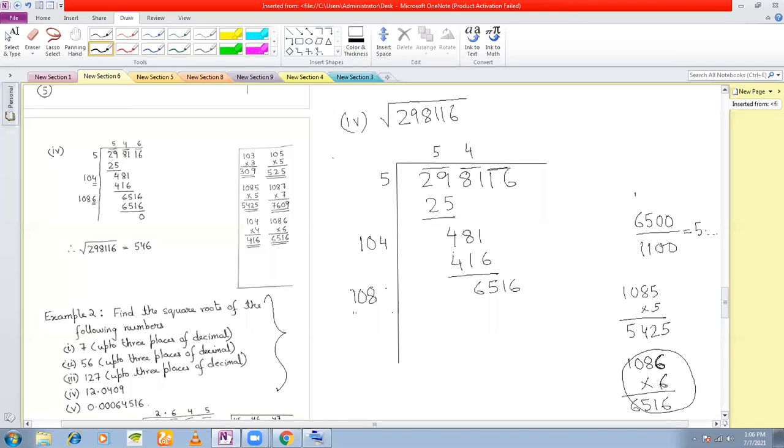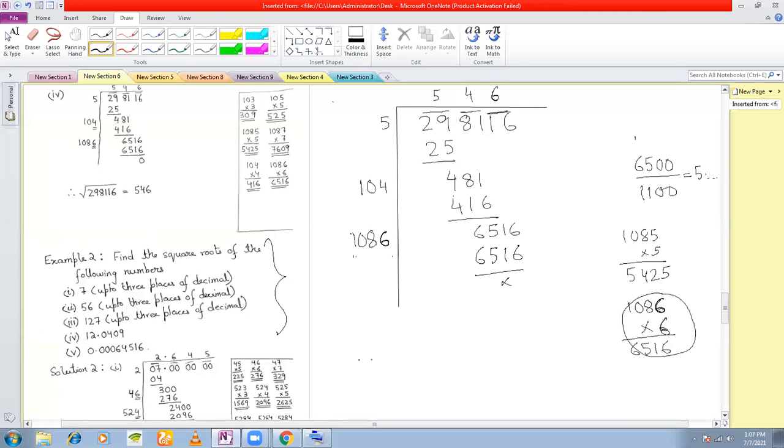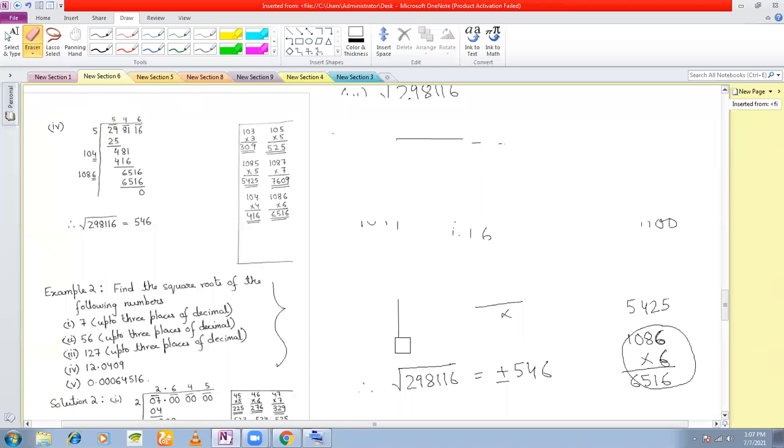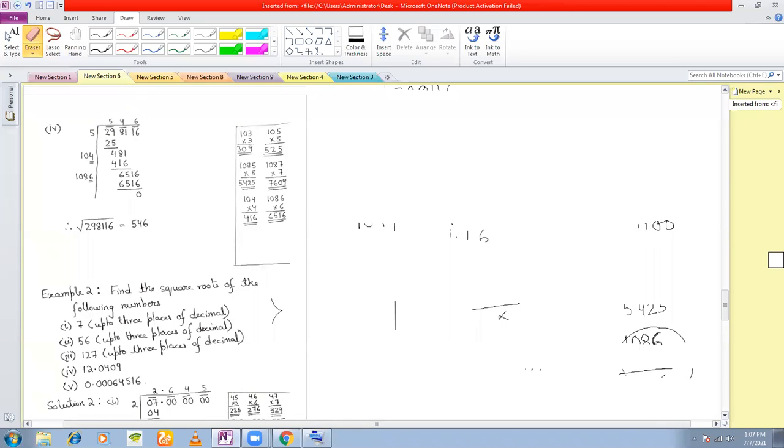6 is here, 6 is here. So therefore, since we are getting exactly 6566, we'll put a 6 here, we'll put a 6 here, and we'll write 6560. That's it. And therefore, what is our square root? 298116. The square root of this is equal to 546. And we give a plus or minus sign. This is the idea of the division method. Now there are certain changes when we get a single digit or a double digit. We'll see in the next example.